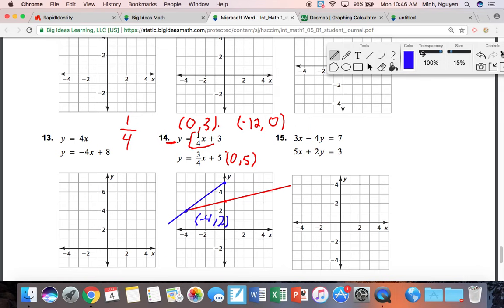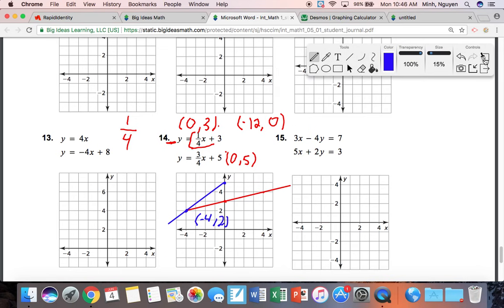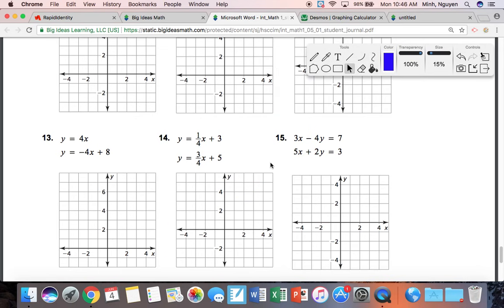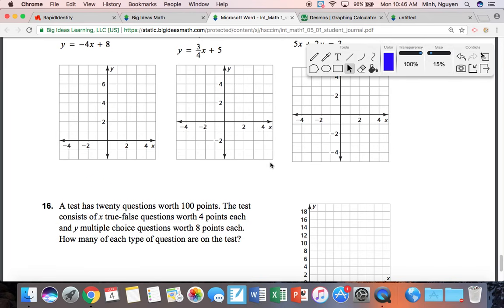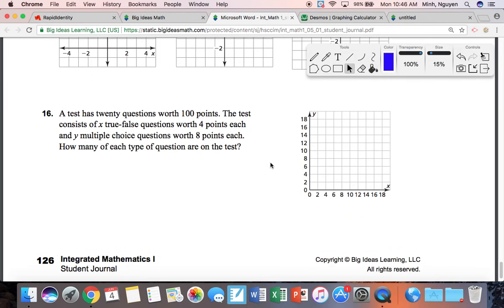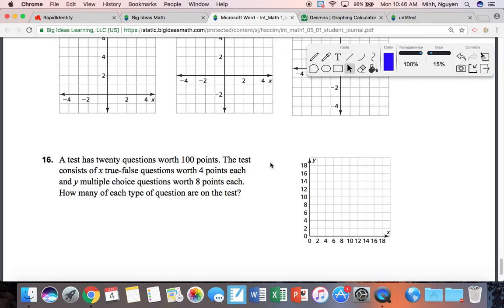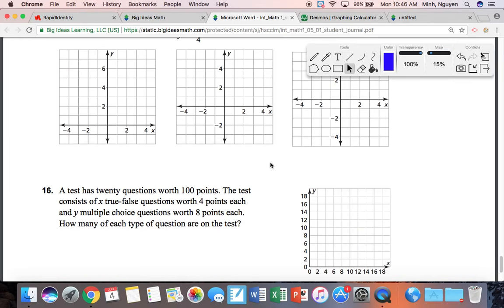Okay, so that's it for solving systems by graphing. You can use the slope, you can use the y-intercept, you can use the x and y-intercepts, you can use whatever method you want in graphing to figure out where these lines intersect.